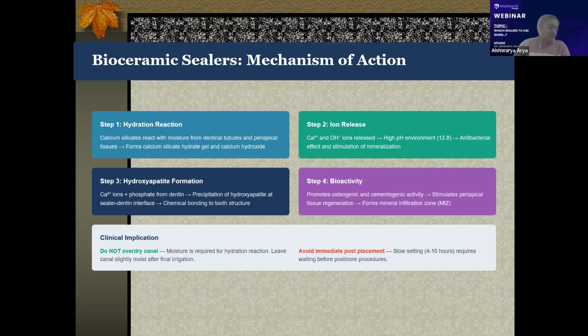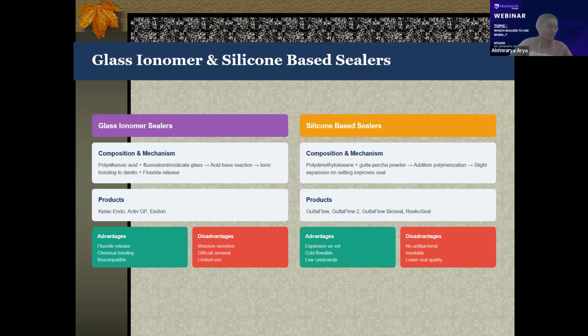Okay. Next, you have to avoid immediate post placement. This is also very important. Do not rush through placement of posts immediately, okay? Because it is a slow setting process. It takes 4 to 10 hours before we actually proceed with post and core materials.